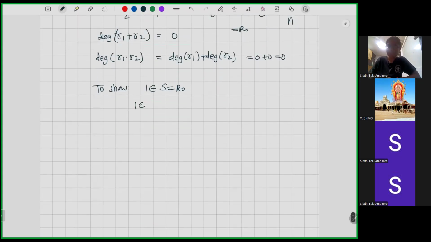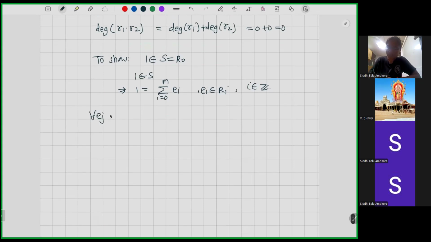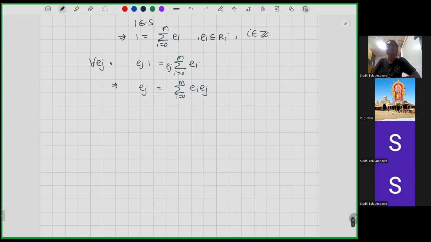Write 1 as the summation, i from 0 to m, of e_i, where e_i belongs to R_i and i is in Z. We are taking the Z-gradation of S. Then for all e_j, e_j times 1 is equal to the summation, i from 0 to m, of e_j times e_i. This implies e_j times the summation, i from 0 to m, of e_i e_j. Now the degree of this e_i times e_j is i plus j.